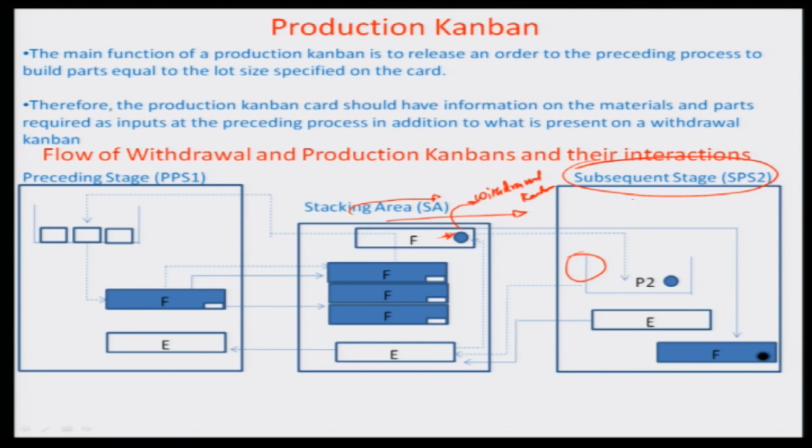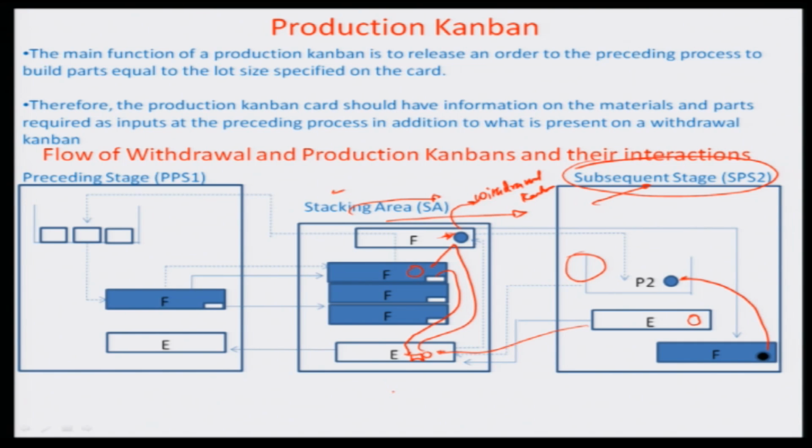It goes to the subsequent processing stage SPS 2, and the moment the full bin goes here, the card is removed from the full bin and kept into this particular rack P2, and another empty bin has the same card put in place, and this travels all the way back to the stacking area. The moment this comes again, the circular card goes out of here and is recorded on a full bin. The moment the circular card enters a full bin, the rectangular card goes here.